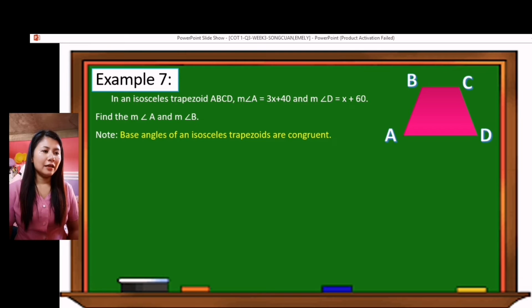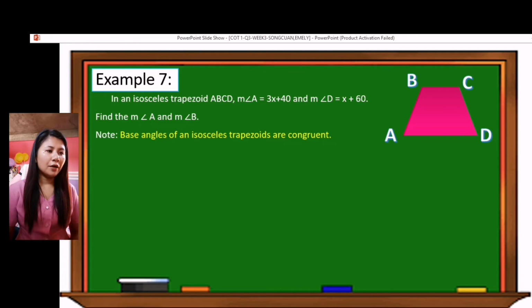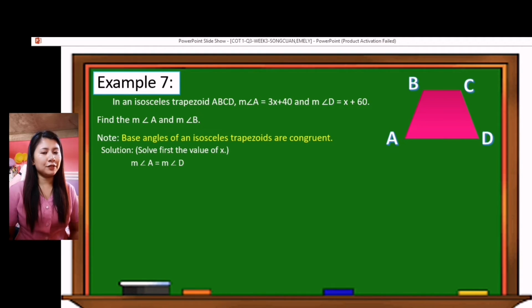Example number 7. In an isosceles trapezoid ABCD, the measure of angle A is equal to 3x plus 40, and the measure of angle D is equal to x plus 60. So the question here is we're going to find the measure of angle A and angle B. So look at the figure. Remember that the base angles of an isosceles trapezoid are congruent. So our first step is we're going to find the value of x.